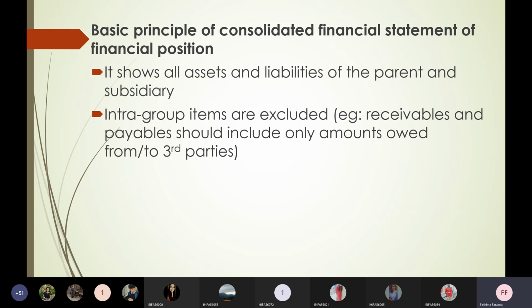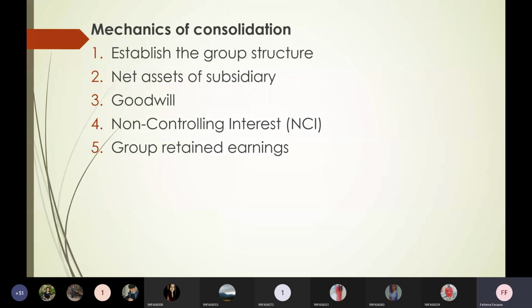So these are the two basic principles. That is, all assets and liabilities of parent and subsidiary will be taken and shown in the financial position statement, and intra-group items are excluded. These two are the basic principles of consolidated financial statement. Coming to the mechanics of consolidation, these are the 5 workings. These are the 5 things which you have to concentrate on. Okay, so the marks will be allotted for each and every step.